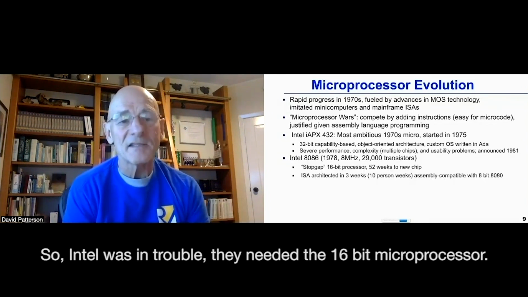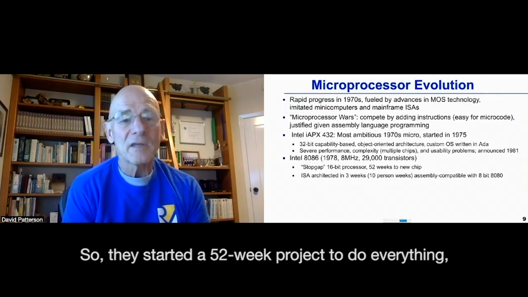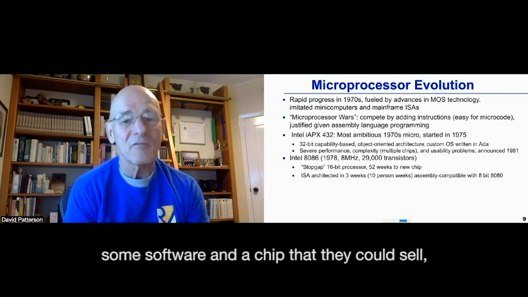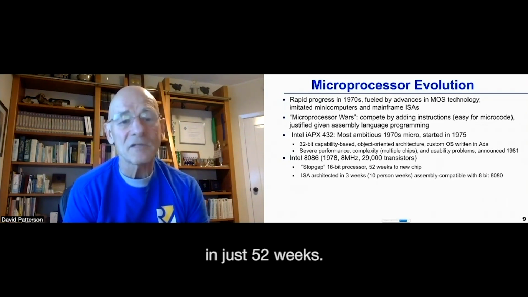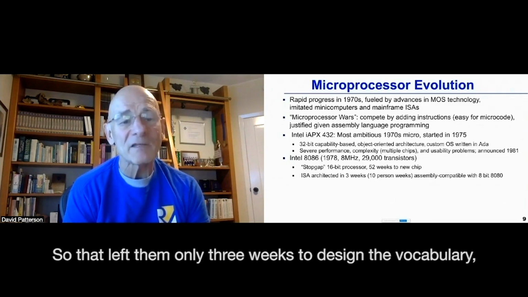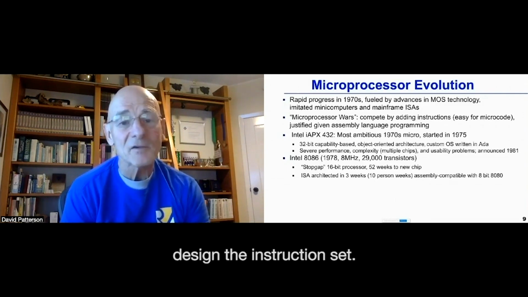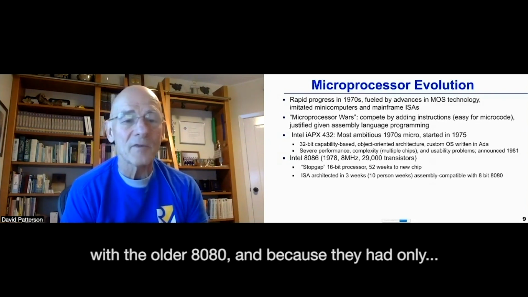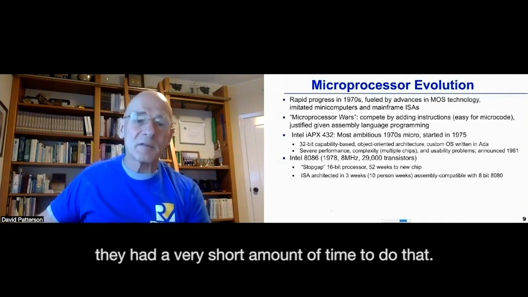They needed a 16-bit microprocessor, so they started a 52-week project to do everything, because it was an emergency, to go from 0 to an instruction set architecture, some software, and a chip that they could sell in just 52 weeks. That left them only 3 weeks to design the vocabulary, design the instruction set. So they made it assembly language compatible, as it's called, with the older 8080, because they had a very short amount of time to do that.